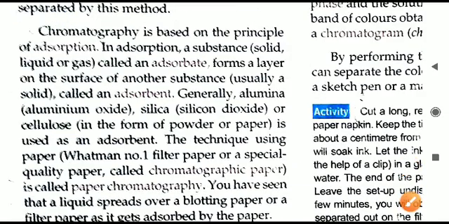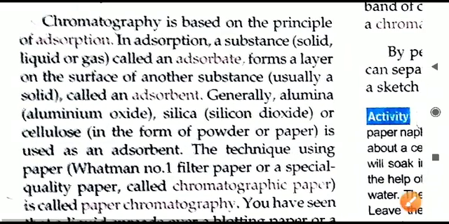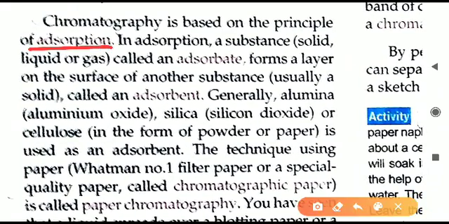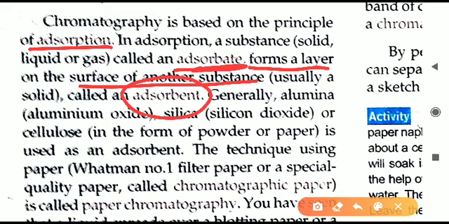On what principle is it based? It is based on the principle of adsorption. What is adsorption? It is a phenomenon in which a substance is adsorbed, means it forms a layer on the surface of another substance. So here one substance that is adsorbed is called the adsorbate. It forms a layer on the surface of another substance which is called the adsorbent. The adsorbate forms a layer on top of the adsorbent. What are adsorbate and adsorbent?